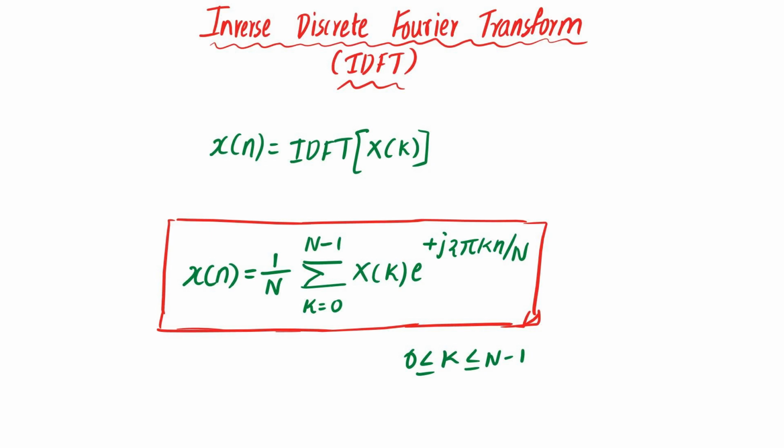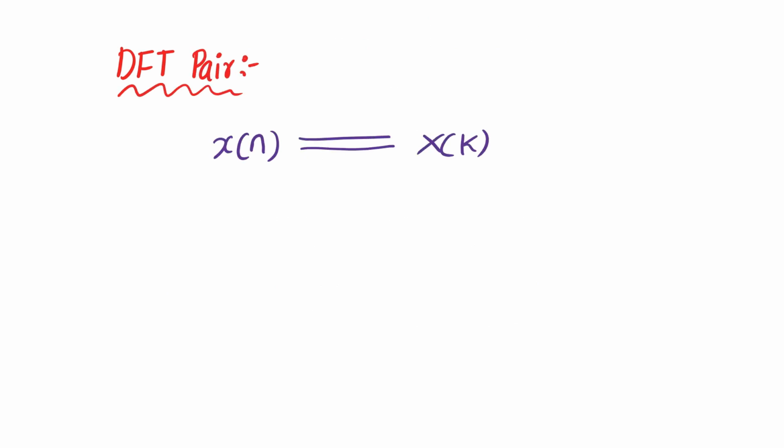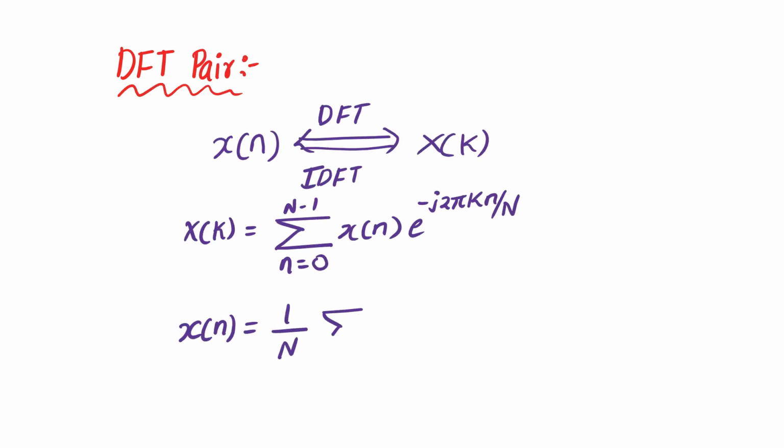Here the frequency index is ranging from 0 to N minus 1. DFT pair can be expressed like this because we can obtain the Fourier transform from this x of n using DFT. Similarly, we can obtain the time domain signal from this Fourier transform signal using IDFT. So this is called as a DFT pair. Here we can write the expression for both discrete Fourier transform and inverse discrete Fourier transform. So this is what the discrete Fourier transform pair is.